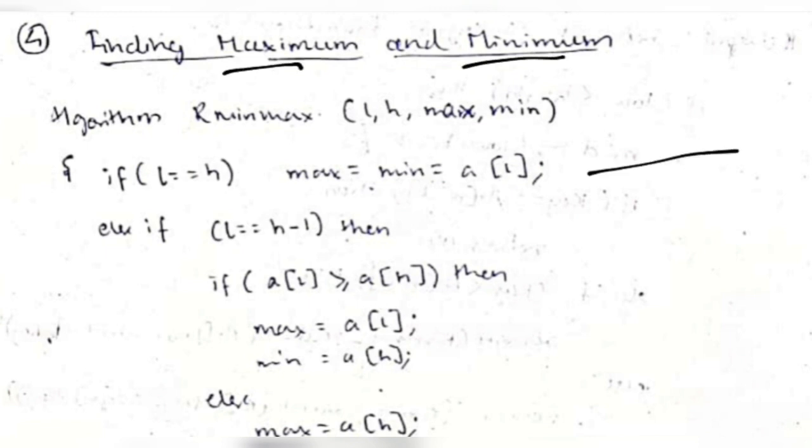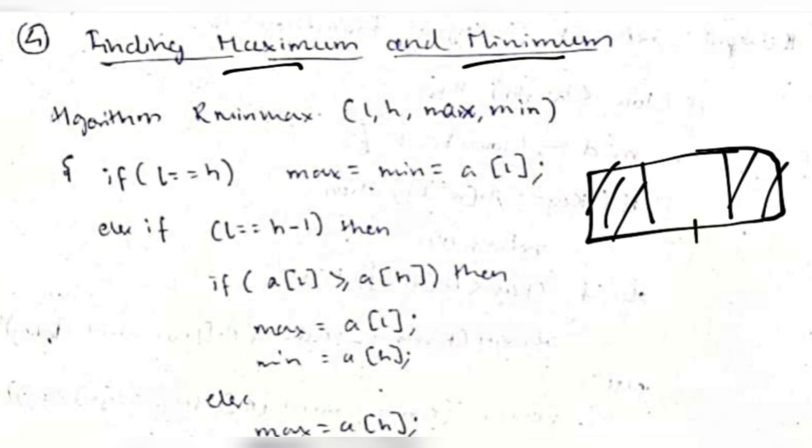Okay, so if this is the given array and it has just one element, this is the array. So at that time the minimum and the maximum will be the same, if L is equal to H. L means the lower bound, H means the upper bound. If both are the same, only one element is there.